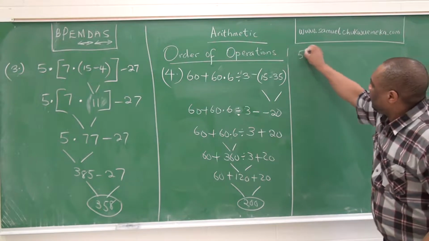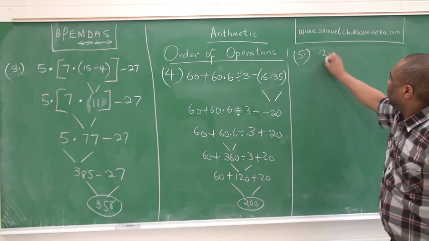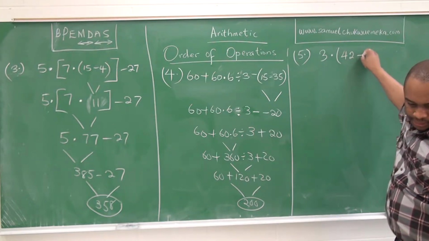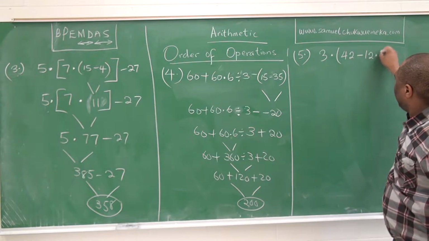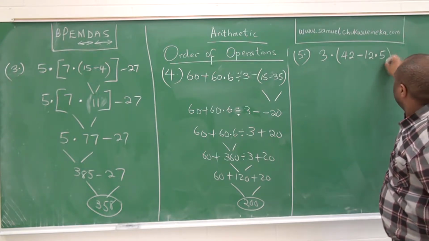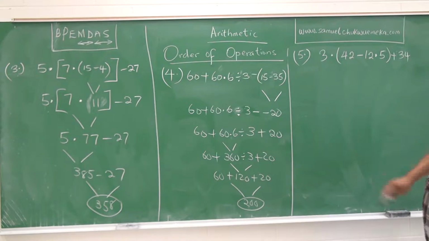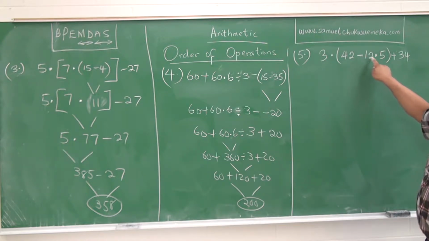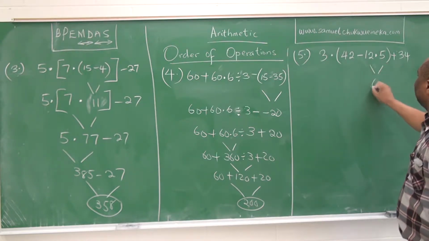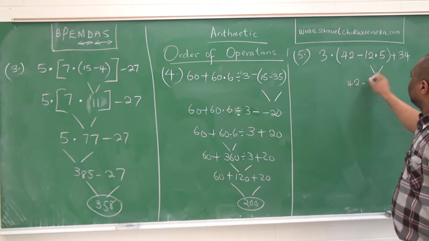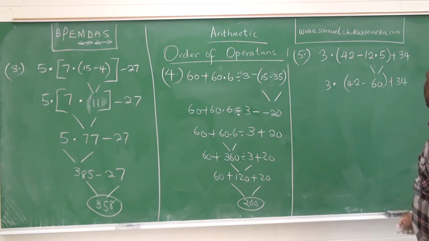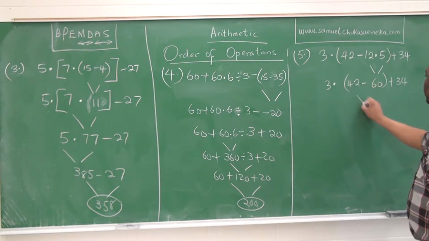Number 5. 3 times (42 minus 12 times 5) plus 34. Okay, the same thing here. Parentheses. Inside the parentheses, we have two operators, subtraction and multiplication. We do the multiplication, 60. And this is 42 minus 60. And this is 3 times it. Then plus 34.